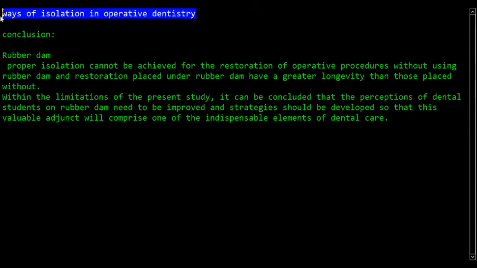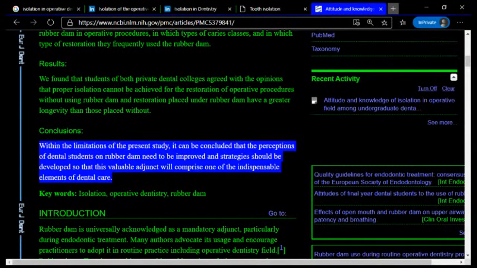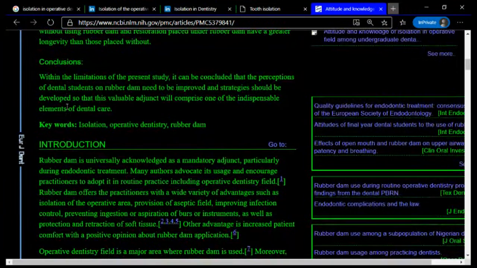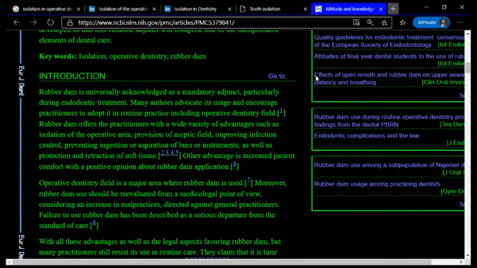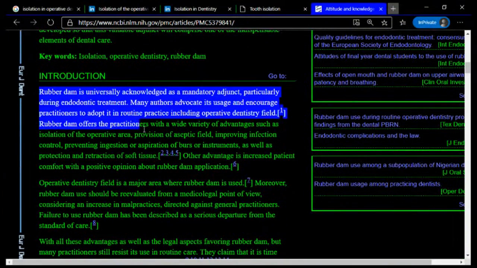This is one way of isolation in operative dentistry, of course, being the rubber dam. And next, we shall continue to see the introduction.